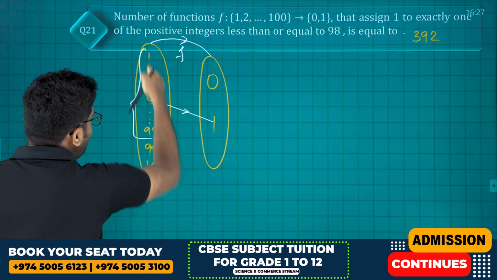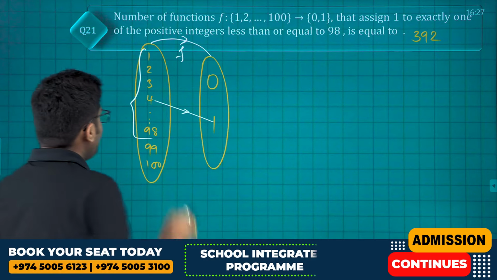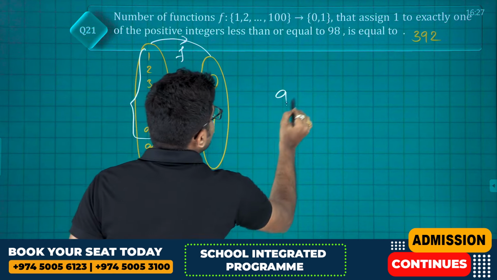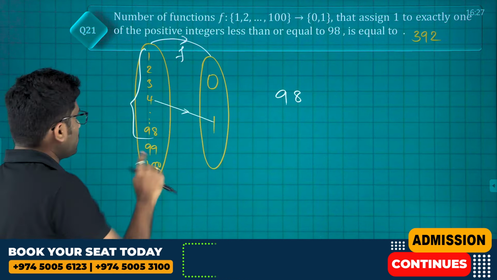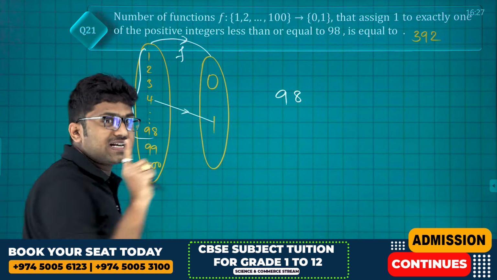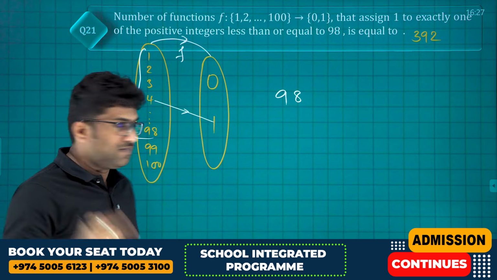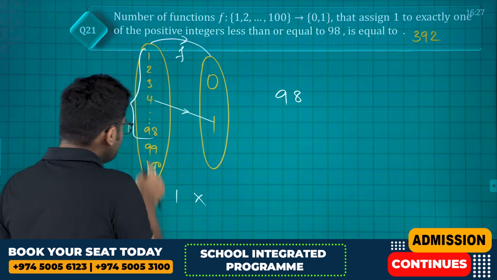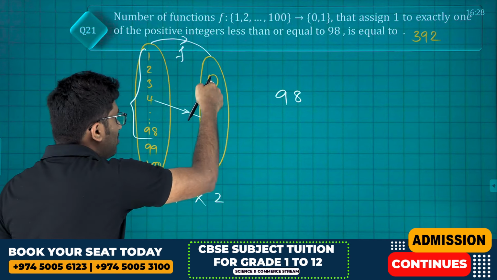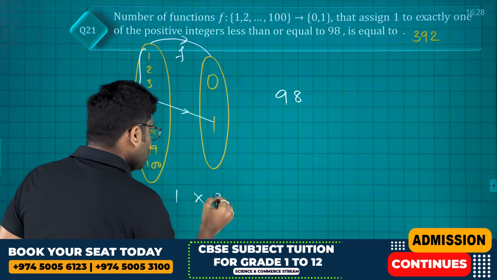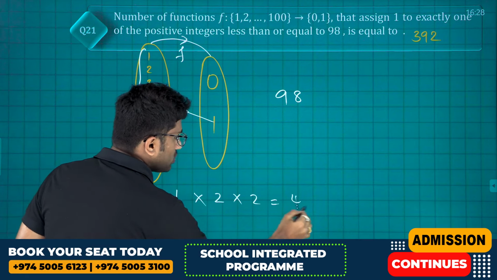So these 98 numbers can be assigned to 1 in 98 ways, because suppose 4 is assigned to 1, all the remaining numbers should be assigned to 0 only. That is one way. Then 99 can be mapped with either 0 or 1, 2 ways. 100 also can be mapped with either 0 or 1.